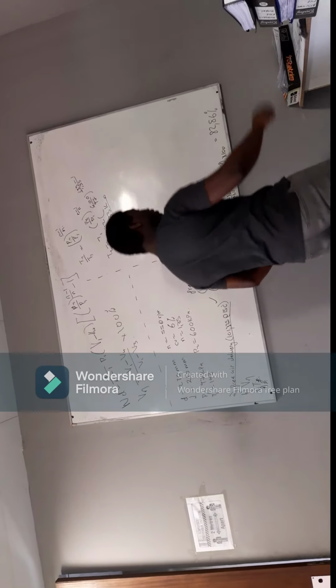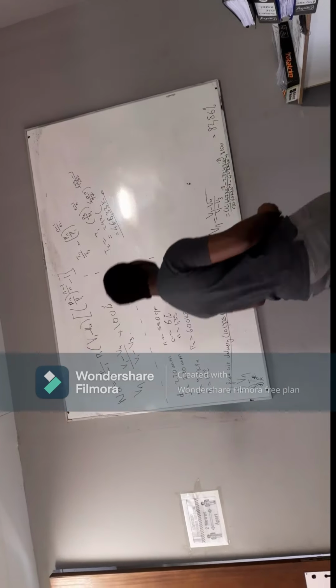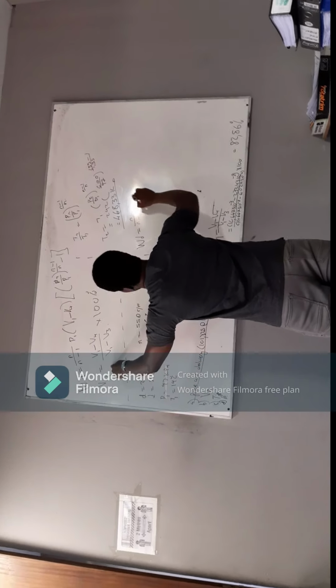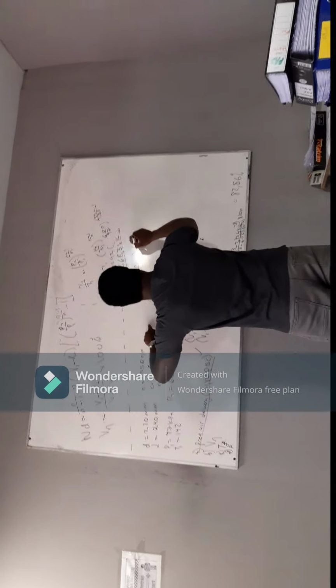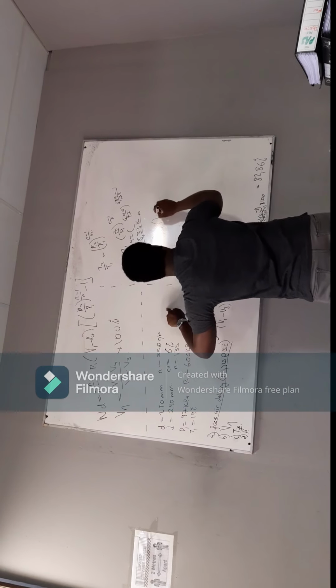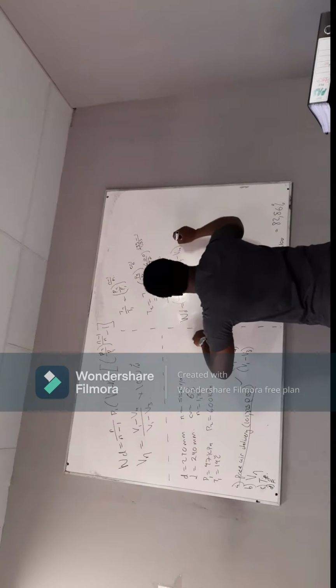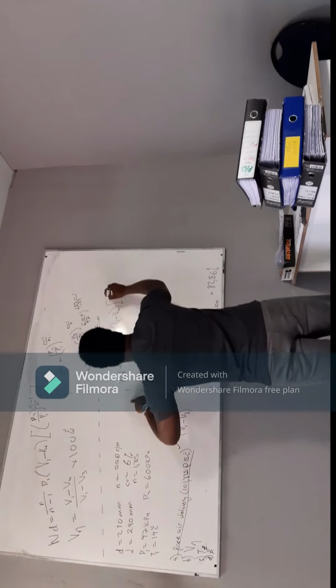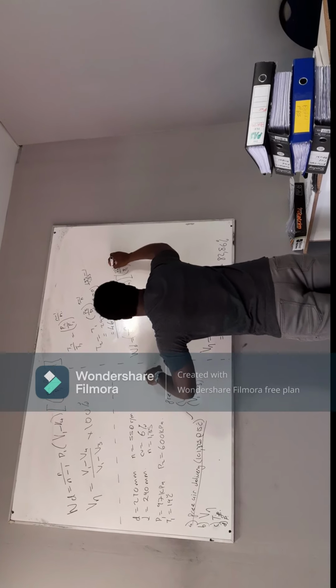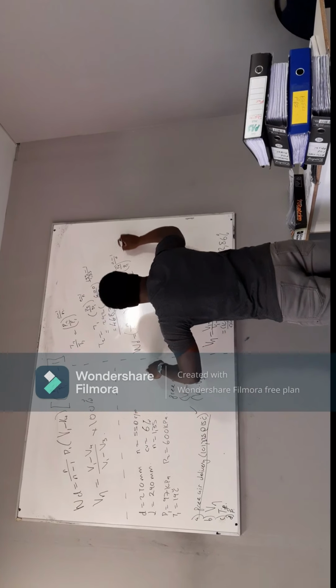Okay, now for our work done, we're going to use the formula for work done, which goes to n over n minus 1, P1, then open bracket V1 minus V4, close bracket, then open bracket, P2 over P1, close bracket, to the power n minus 1 over n.